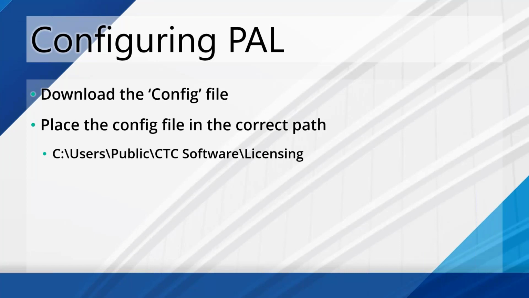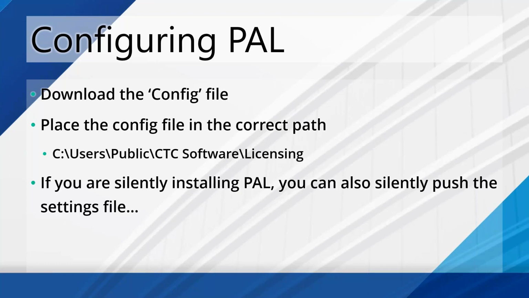Now that correct location is C:\Users\Public\CTC Software\Licensing. It's the same whether you're on single user or multi-user, it does not matter. That's the path where this file is going to get pushed to. And the trick here is if you're installing PAL silently or Hive silently, you can push that settings file at the same time. Now, first off, we got to go get that config file.